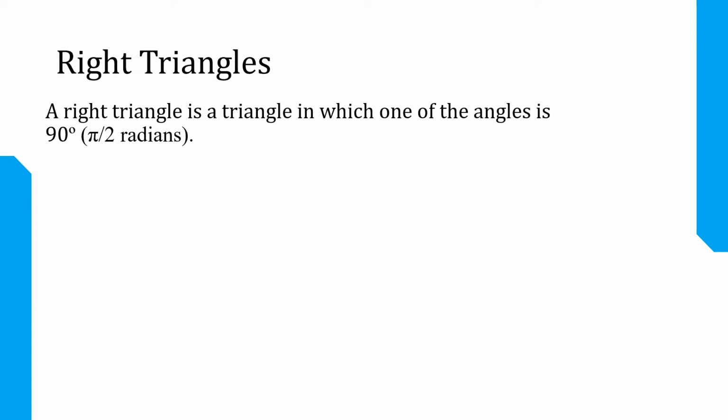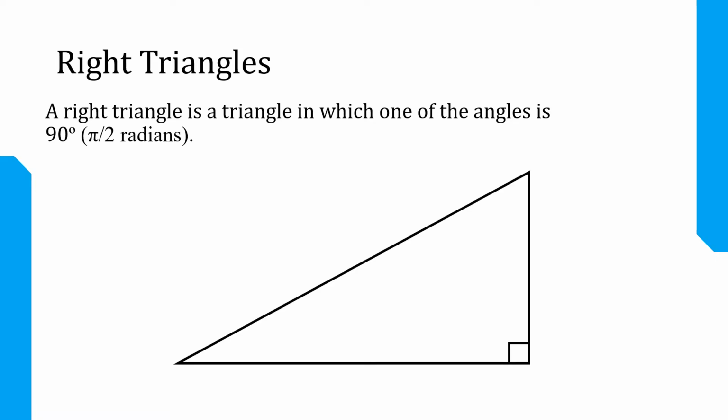So for right triangles particularly, a right triangle is a triangle in which one of the angles is 90 degrees. Shown here is a schematic of what a right triangle would symbolize, and a giveaway for most right triangles is the square in the bottom right.